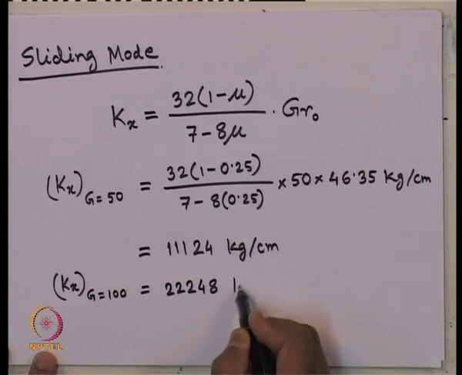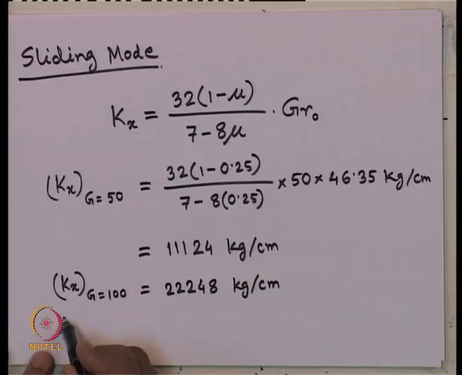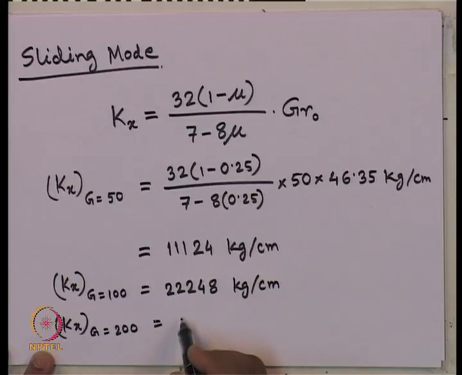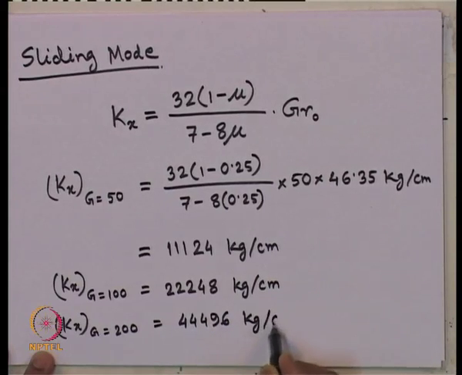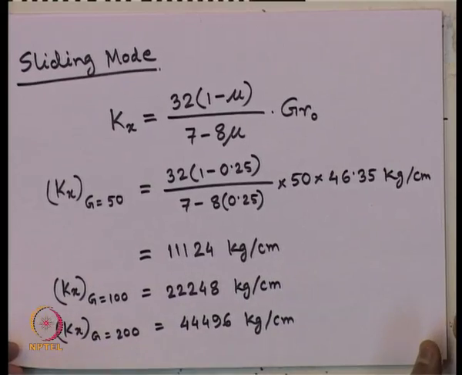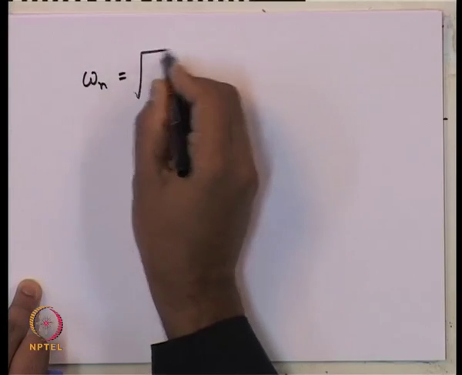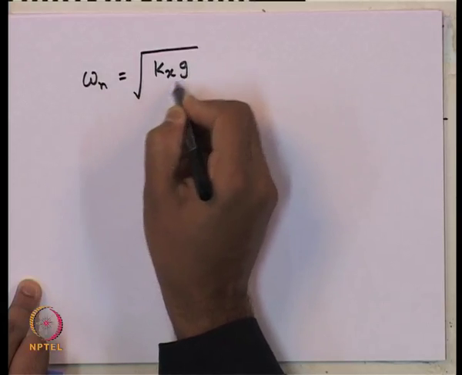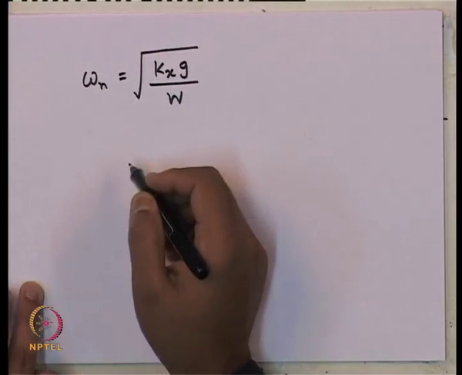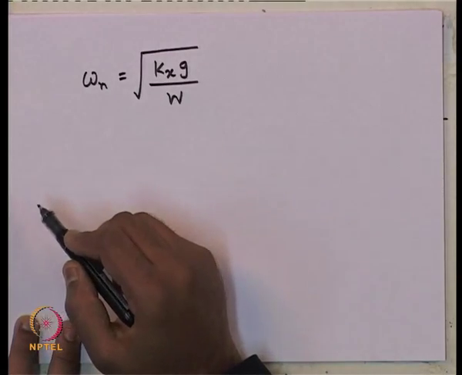And K x for G equals 200 TSF will be so many kg per centimeter. So, once K is obtained, our next step is to calculate the natural frequency of the system. Omega n, the natural frequency of the system, is calculated as root over K x g by W, that we have seen for horizontal vibration or sliding vibration.